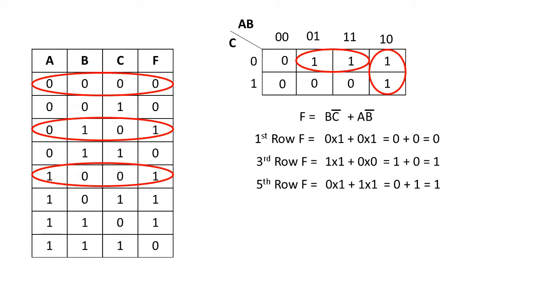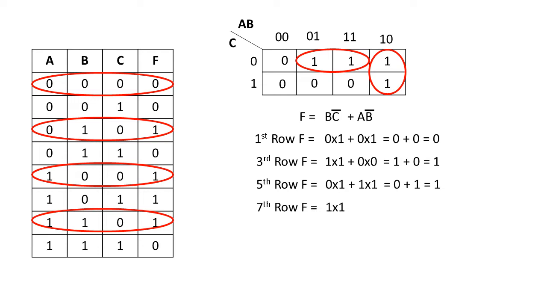So what will be the result? 0 plus 1 equal to 1. So you can see the result is 1. That means it has been matched with the formula. Now let us check the seventh row. So B C naught, that means B is 1, C is 0. C naught means the complement of 0, that is 1, that will be 1 into 1.